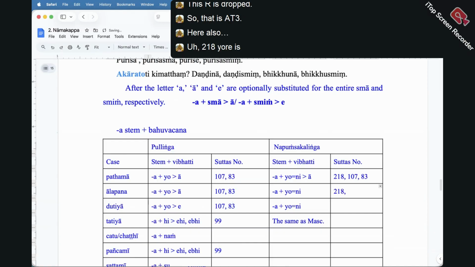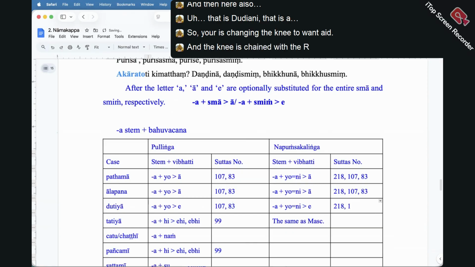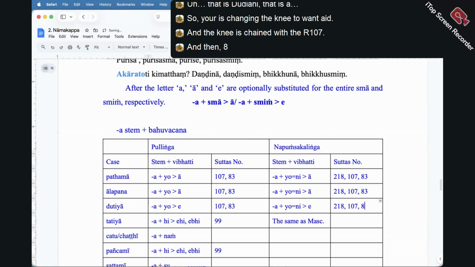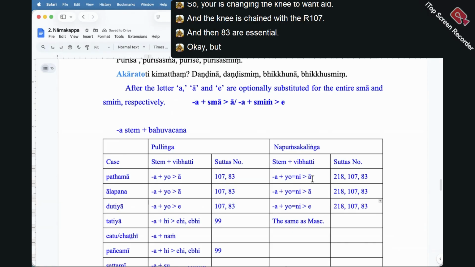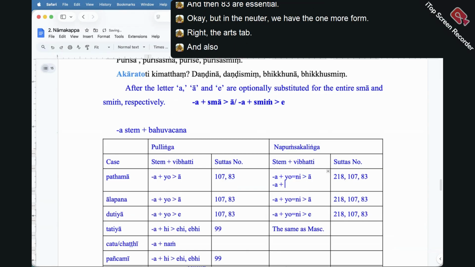Here also, by 218 yo is changed to ni, but then ni is changed to R by 107. And then the R is dropped, and that is 83. Okay. And then here also, that is the Dutiya ni. So yo is changed to ni by 218, and ni is changed to R by 107, and then by 83 R is dropped.